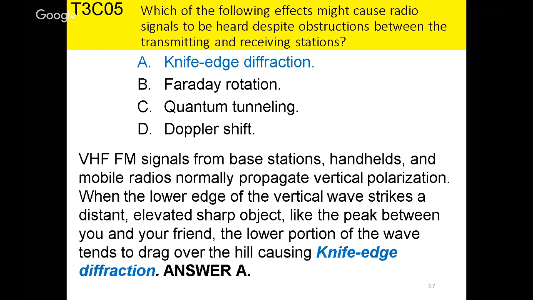And that's what I used with my beam to communicate with the VHF 2 meter repeater in Winchester, Virginia, all the way from Sterling. I had a mountain between me and them, and I used a little bit of reflection or knife edge diffraction to access the repeater. Answer is A.